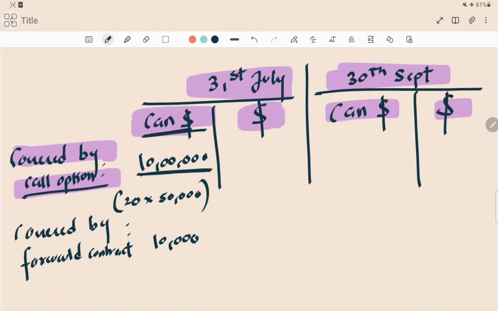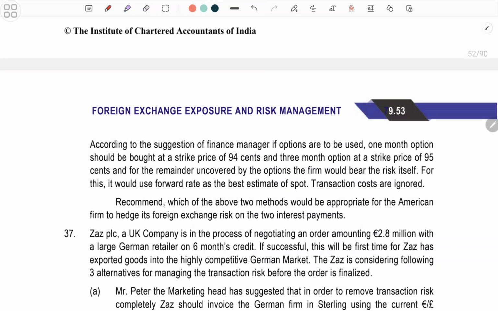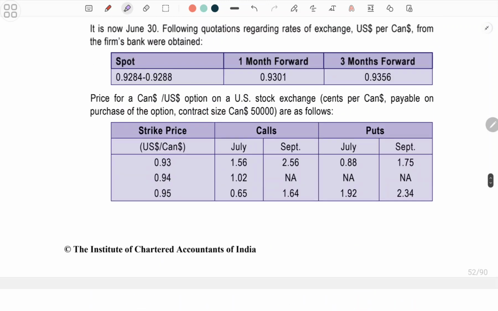So by the strike price. Now what is the strike price for 1 month? Standing today, that is 30th of June. In the question it was given. Today is 30th of June. So 31st of July is after 1 month. So we see 1 month. Let's go to the question once again. See, 1 month option should be bought at a strike price of 94 cents.